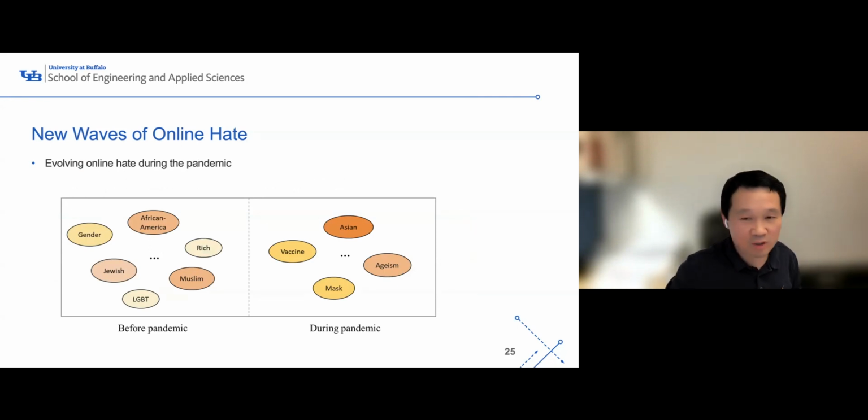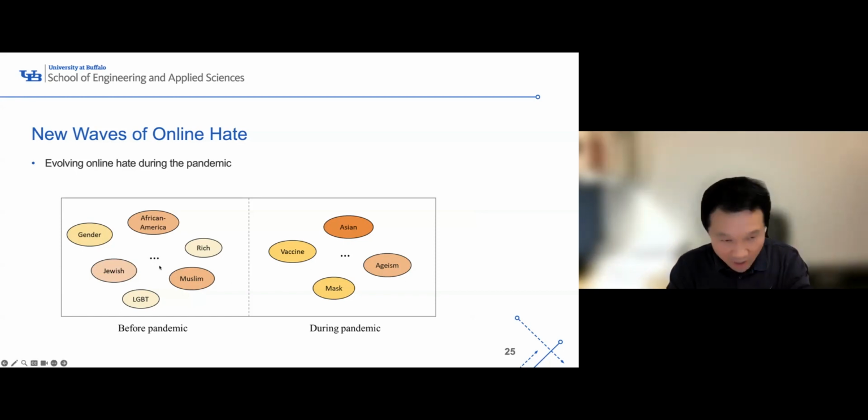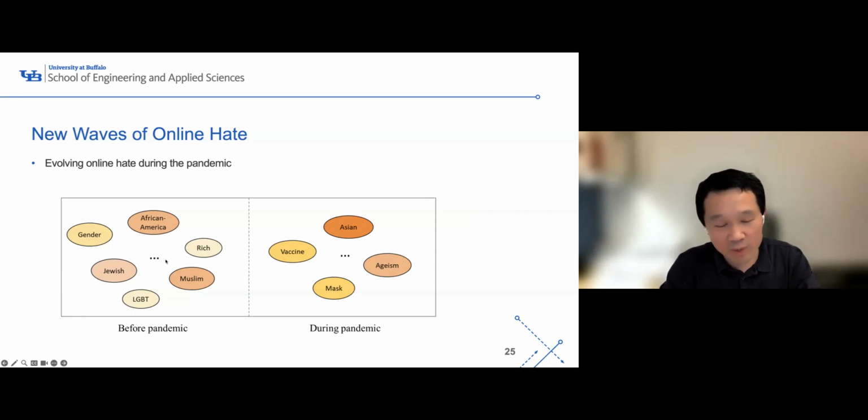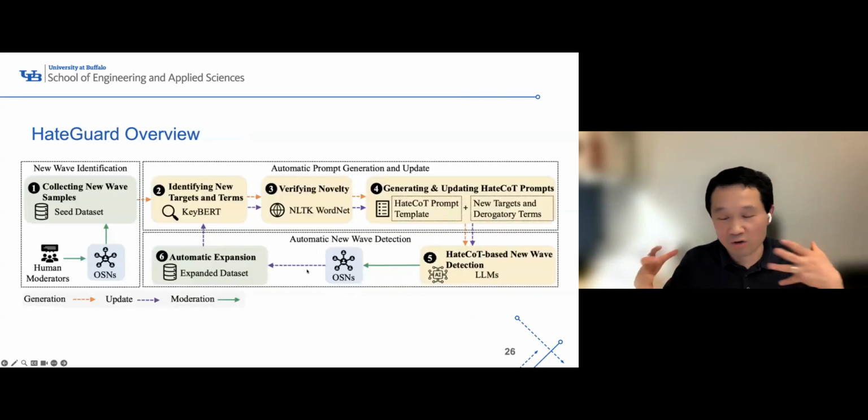Here is an example about the pandemic. Before the pandemic, we had other hate, based on gender and race, such as hate against African Americans. But after the pandemic, we can see Asian hate, and hate about vaccines or masks. For this new hate speech, we need a new approach.